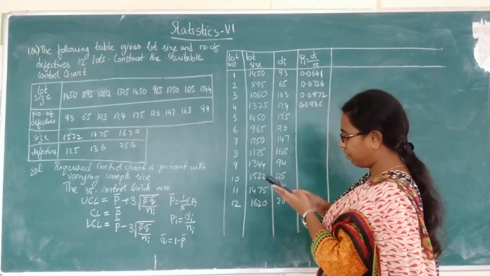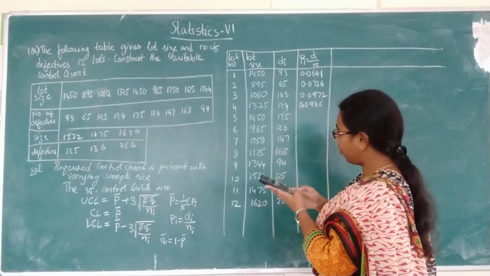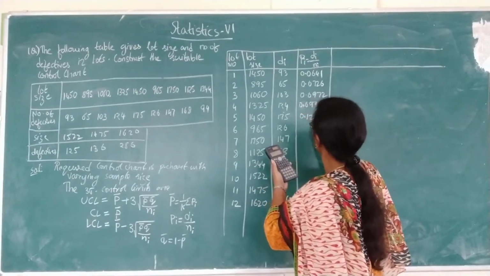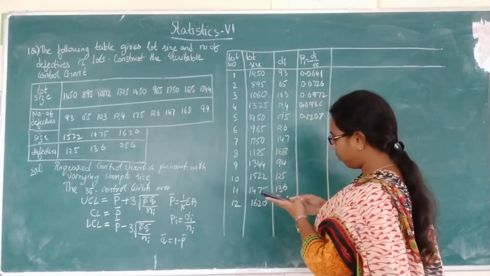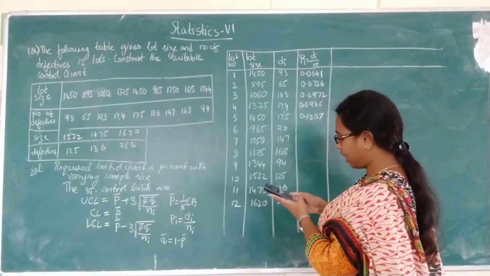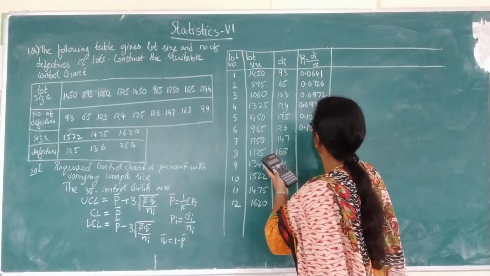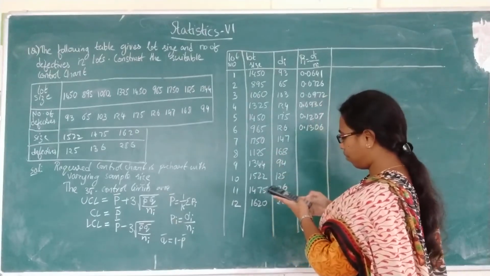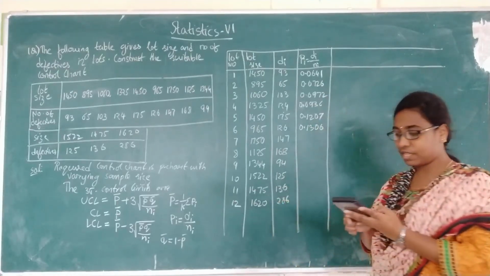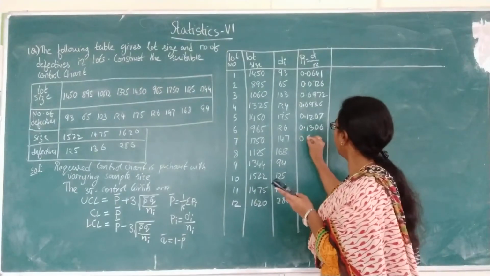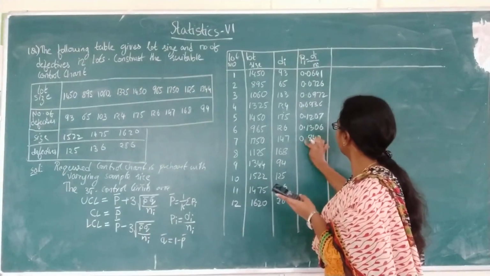Next, 175 divided by 1450. 0.1207. 126 divided by 965. 0.1306. 147 divided by 1750. 0.0840.